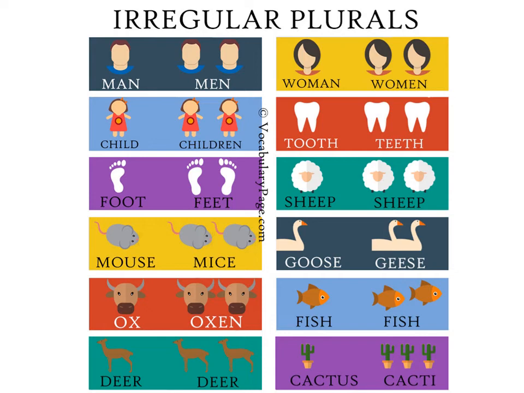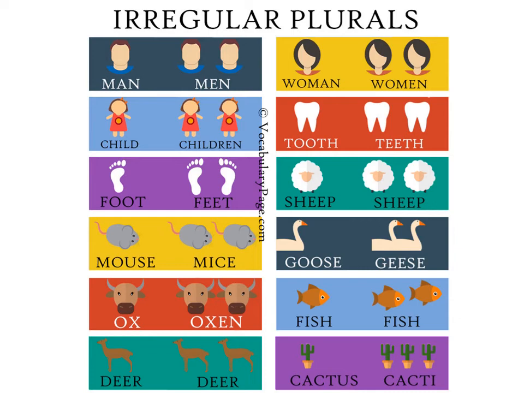As you can see, we change A to E. That is an example of irregular nouns because we didn't add anything, we just changed the spelling. The next one is child, and the plural form is children. Tooth, we have teeth. Foot, we have feet. Sheep, sheep. We didn't change the spelling of sheep because that is also the plural form of sheep.